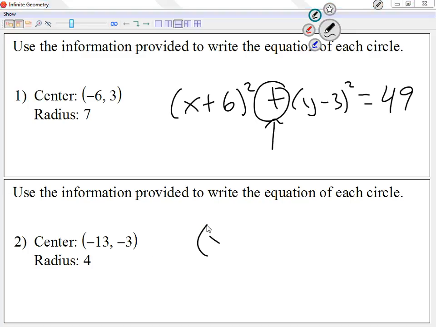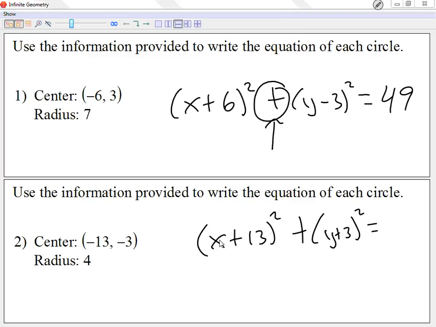So for the x, I'm going to write x plus 13 squared plus y plus 3 squared. Once again, notice on the x and y, I changed the sign. In between the parentheses, there's always a plus. Since my radius is 4, I'm going to say 4 squared gives me 16. Once again, the number at the very end is the radius squared.